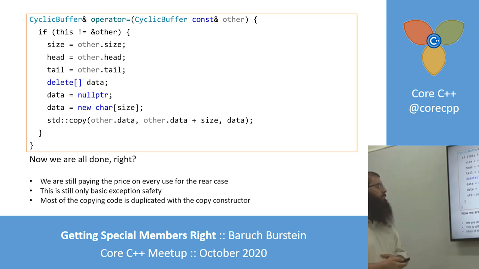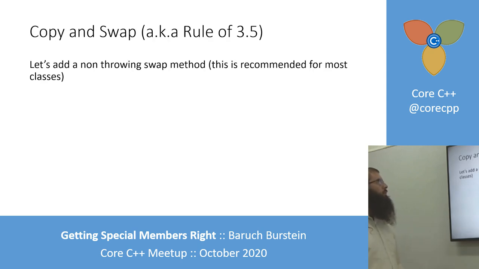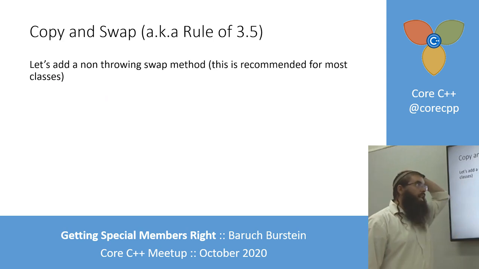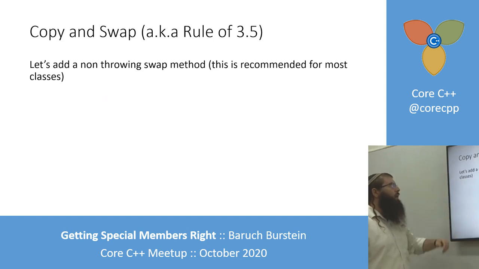And probably the worst is most of this code we just did in the copy constructor. This happens to be short, relatively, 4 lines, 5 lines. If your class is bigger, repeating yourself is a good way to forget, and then you add a member, and you remember to add it in the assignment operator, but not in the copy constructor, or the other way. Everybody hates code duplication. So then we have the rule of 3.5, known as copy and swap.